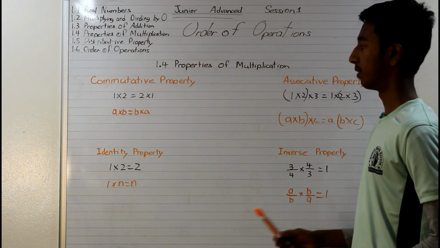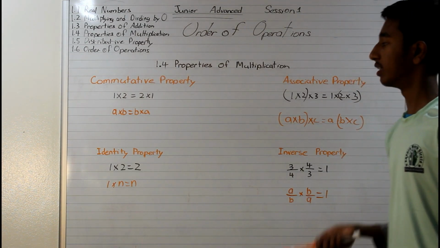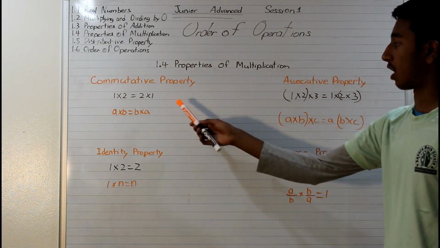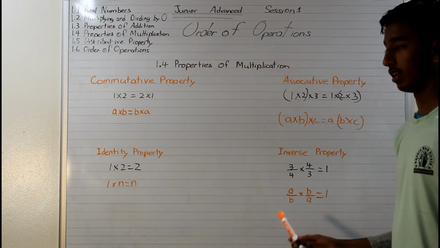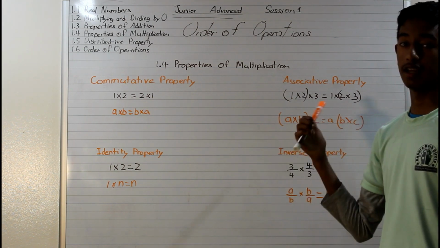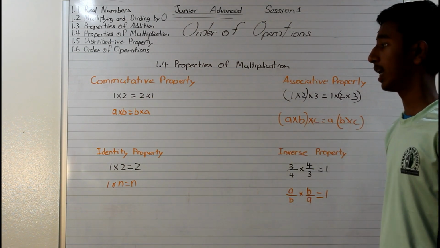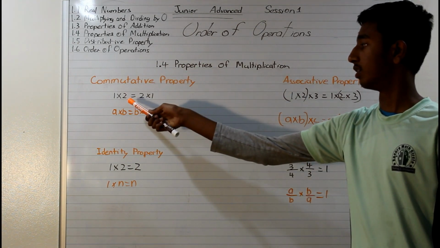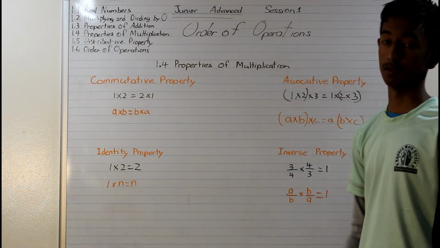1.4, properties of multiplication. Once again, there are 4 major properties for multiplication. There's the commutative, associative, identity, and inverse. The commutative and the associative are practically the same as the ones for addition. The only difference being you change the addition sign for a multiplication sign.